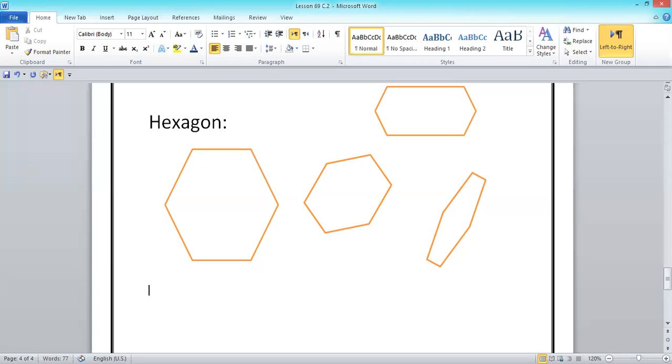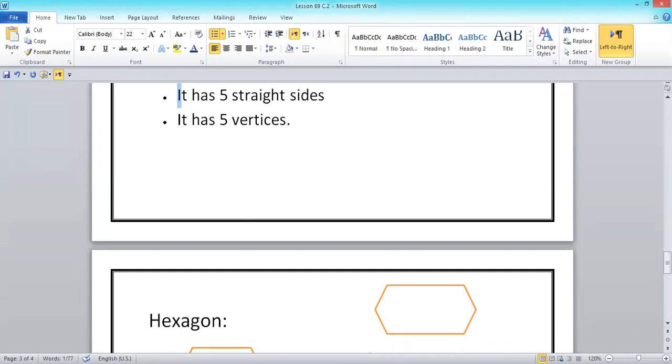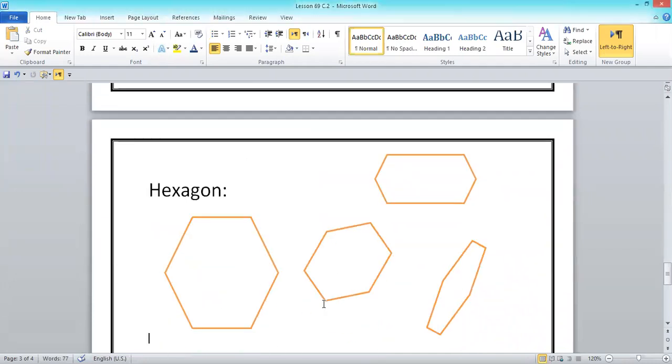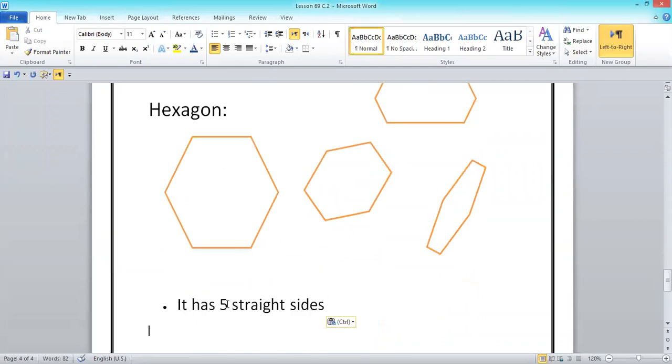I tell you how these all are hexagon, but first we need to write its properties. Hexagon has six straight sides and six vertices. Wait for a while, guys. Oh, that's fine now. So hexagon has six vertices and six sides. It has six straight edge sides and it has six corners, this means six vertices.